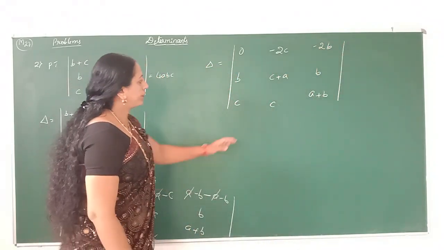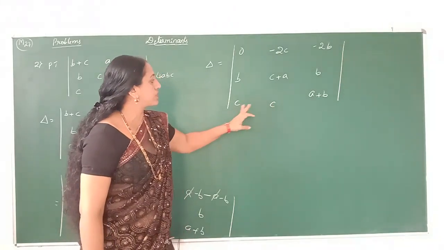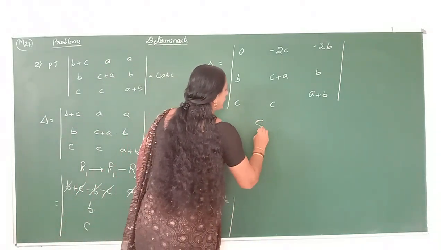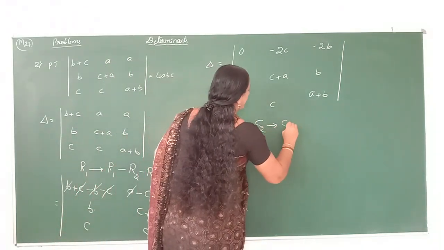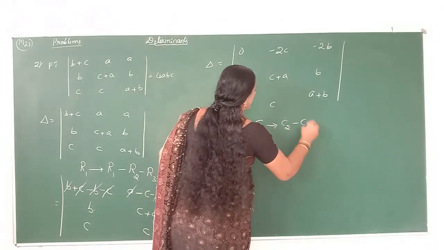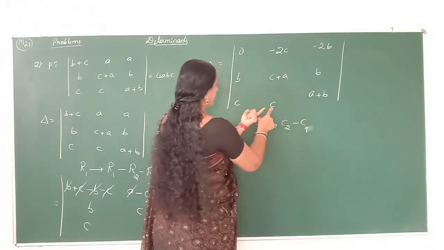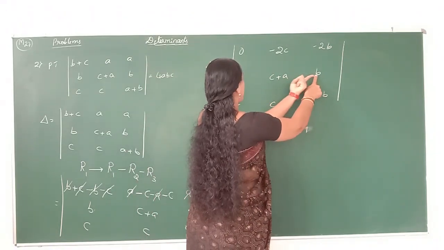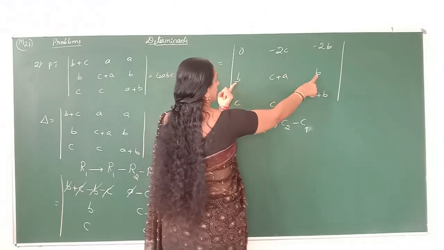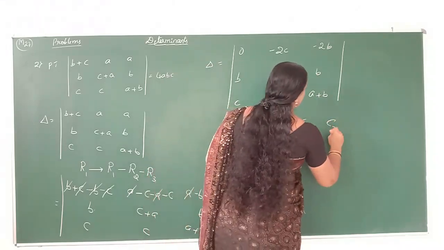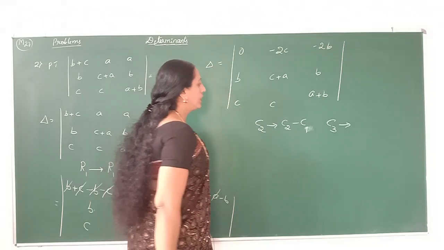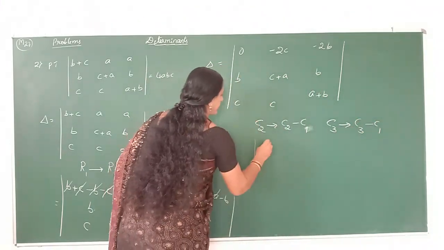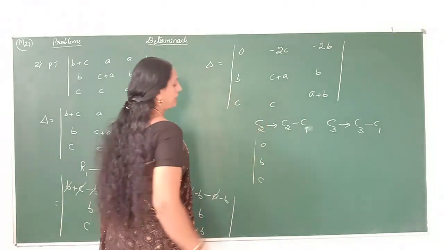So after that, if some of their elements are possible to get 0, plus C minus C is possible to get 0. Therefore, C2 can be changed with C2 minus C1. Again, C3 can be changed with C3 minus C1. These elements are also nothing but 0. Therefore, elements of the first column are 0, B, C.